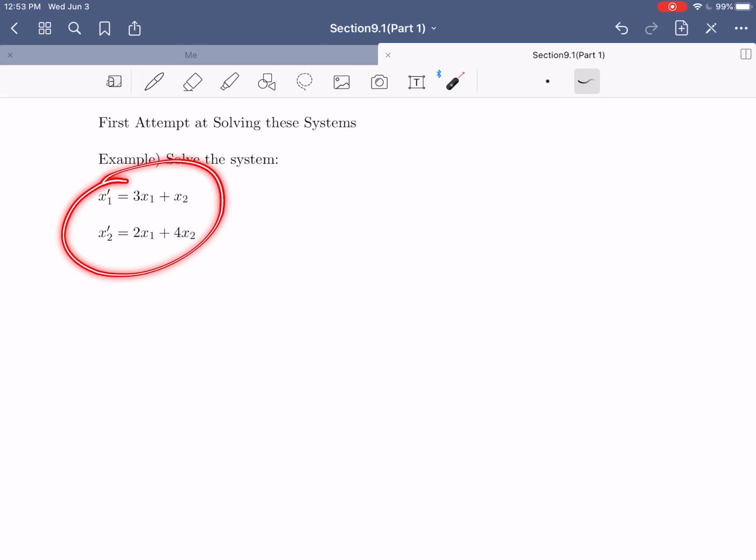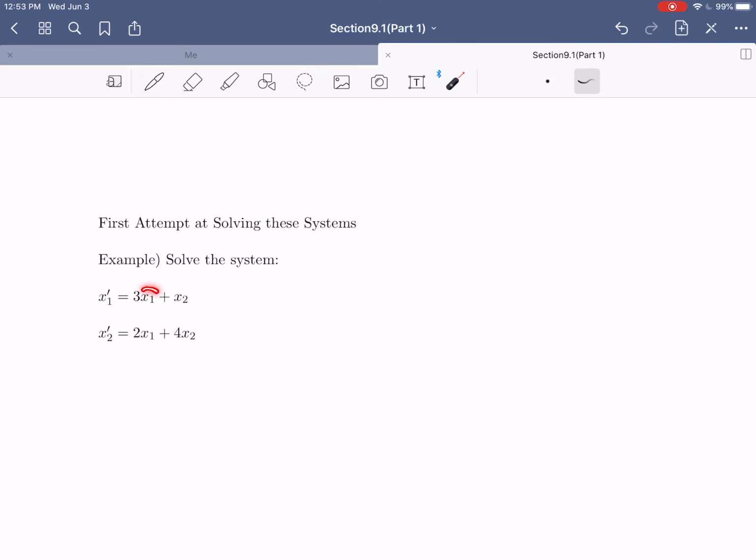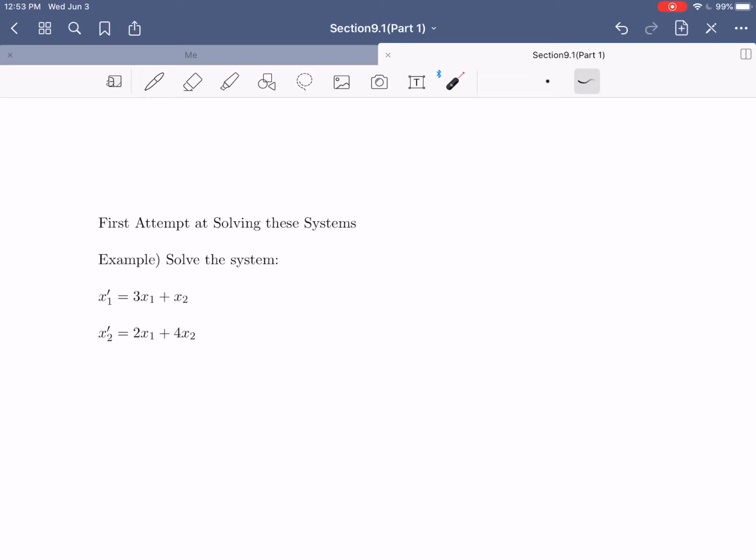All right, so here's an example system. We have x1 prime equals 3x1 plus x2, and x2 prime is supposed to be 2x1 plus 4x2. Notice that this is exactly what this definition is saying here. We've got two dependent variables here, x1 and x2, and then two equations, one that tells us about the derivative of x1, one that tells us about the derivative of x2. Now, this is a condensed notation. You notice that we're not writing the of t. Technically, we could have written the first equation as x1 prime of t is 3x1 of t plus x2 of t, but we condensed the notation, remembering that x1 and x2 are actually functions of t here.